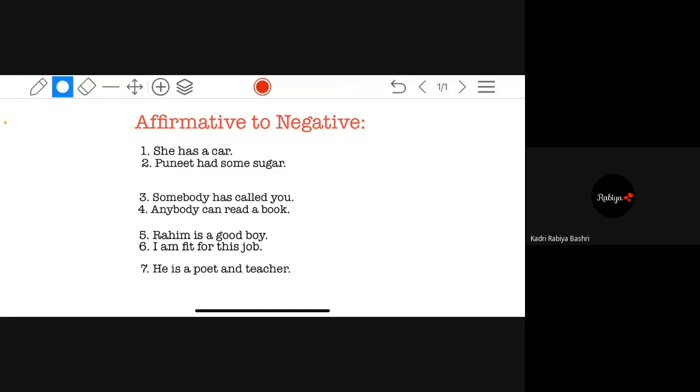Neither nor can be used. He is neither a poet nor a teacher. Those are the words which can be used. Pair conjunction it is. Neither nor, either or. Those are the conjunctions that we have learned. Because two things are given which belong to the same person, the qualities are of the same person, so neither nor. He is neither a poet nor a teacher. That was right.